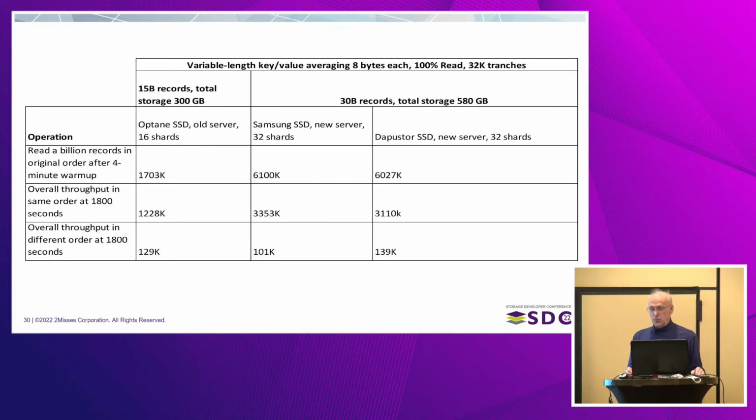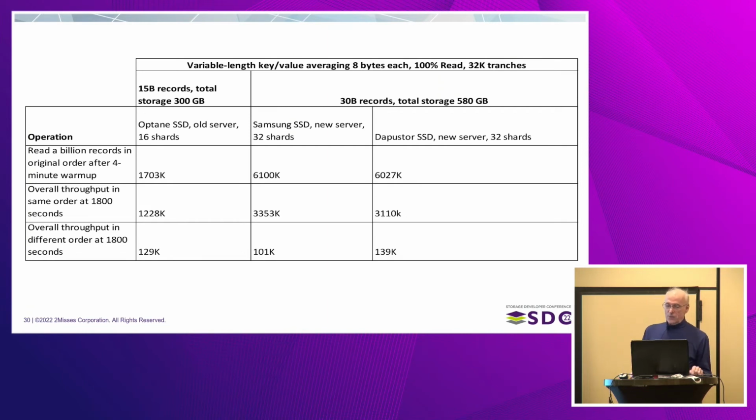If you read the records, start from the bottom of the table. If you read the records in a different order than you wrote them, you can get on the Optane SSD about 129,000 records a second with this multi-processing version. But if you read 1 billion records in the same order you wrote them, after a few minutes to warm up so that all the page tables are up to date and so forth, you can get 1.7 million records a second. Now, this is a hash table on an SSD, and it's not because of memory caching.